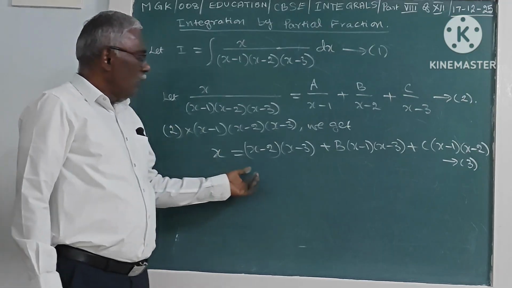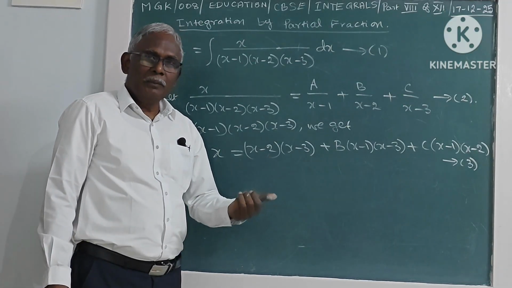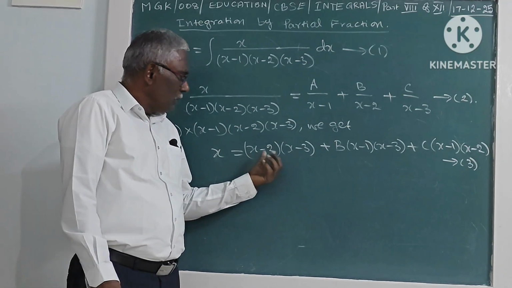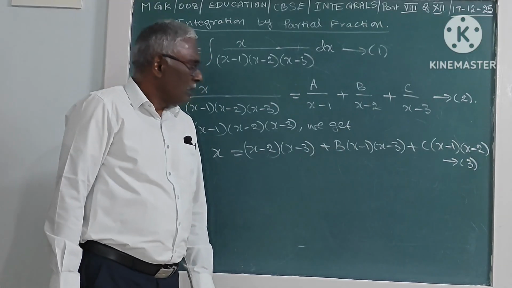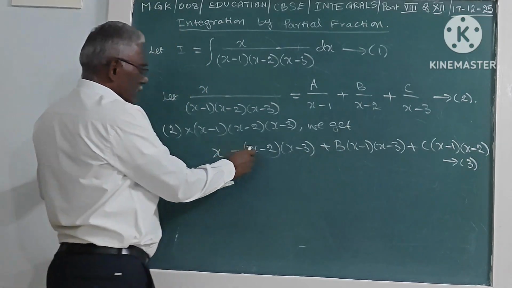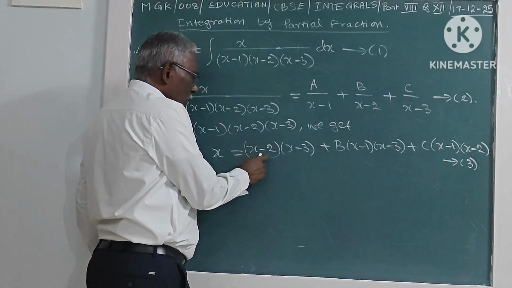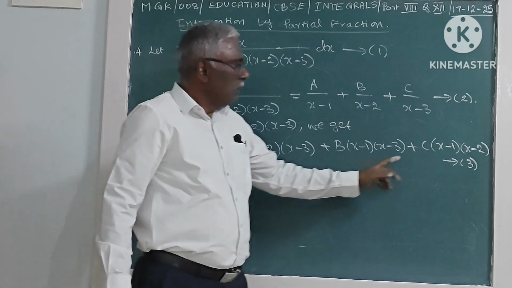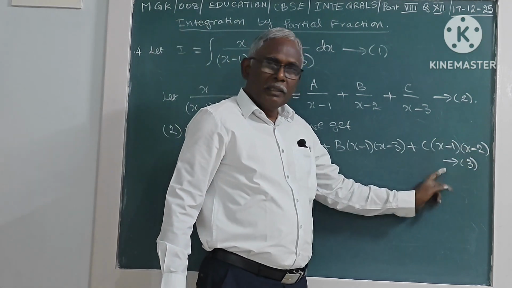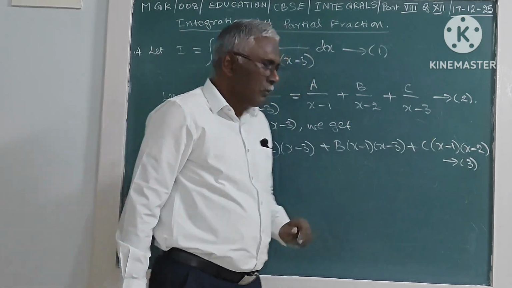Now tell me how to find the values of A, B, C. By putting values x is 2, 3, 1 like that. First, if you put x is 2, this term 2 minus 2 will become 0, and this 2 minus 2 also will become 0. We'll get the value of B.